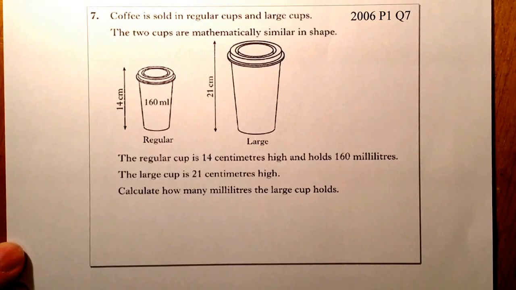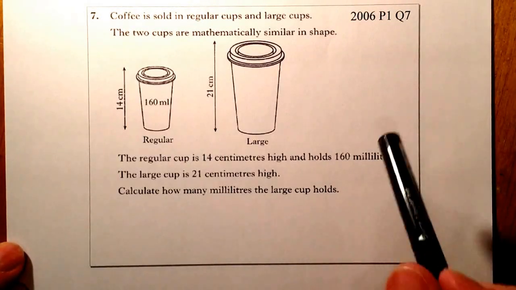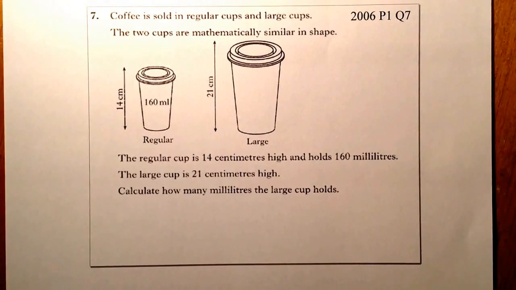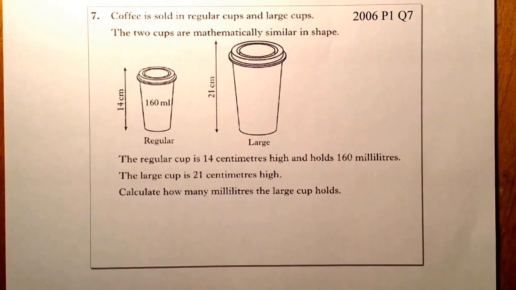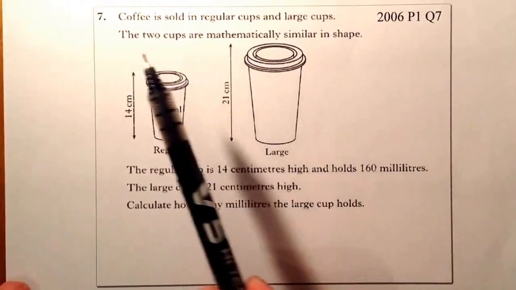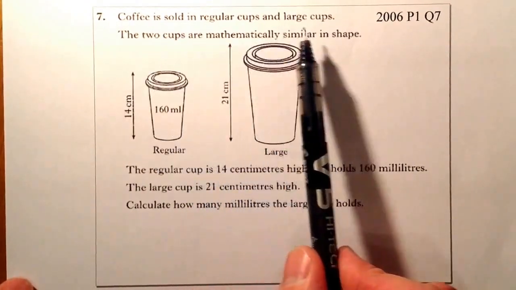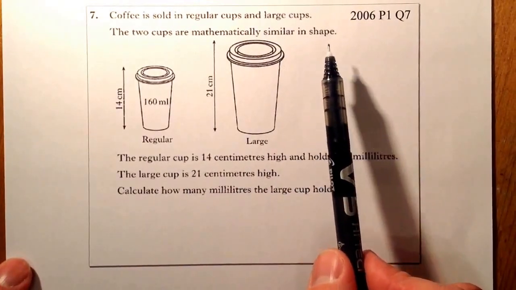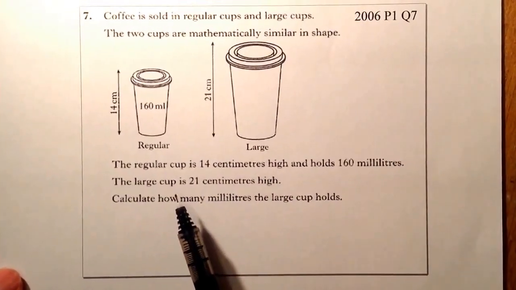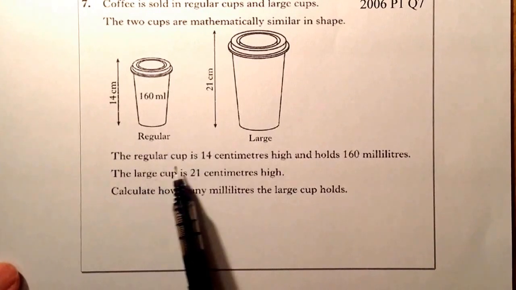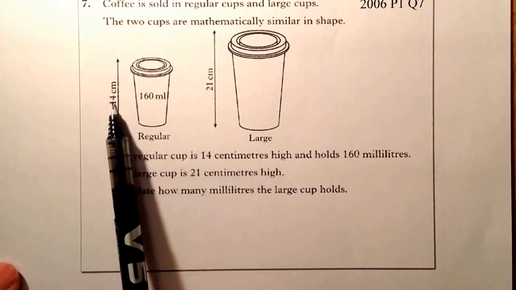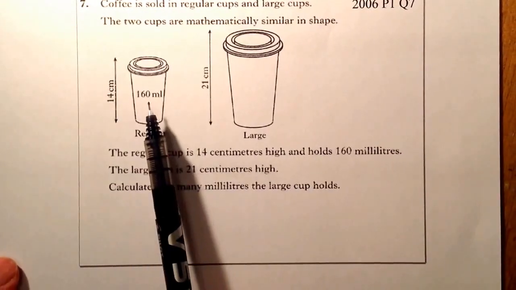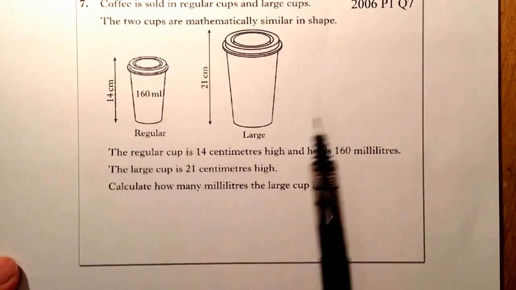This is National 5 homework. It's question 7 from the Standard Grade Credit paper 2006, and it's a non-calculator question. Right, so coffee is sold in regular cups and large cups. The two cups are mathematically similar in shape, so it'll be a similarity question that I'm working with here, similarity with volume.